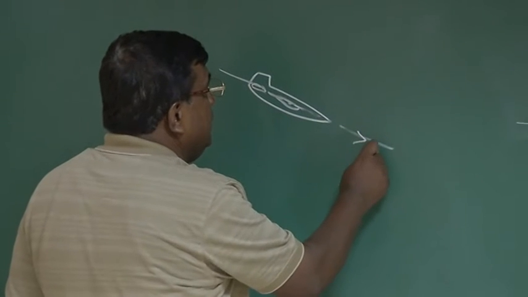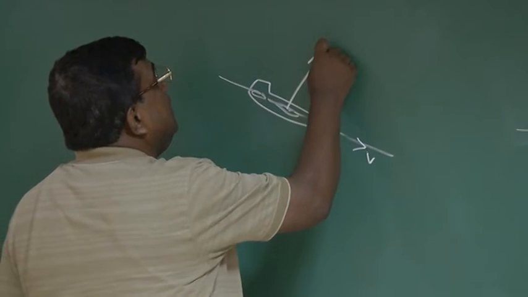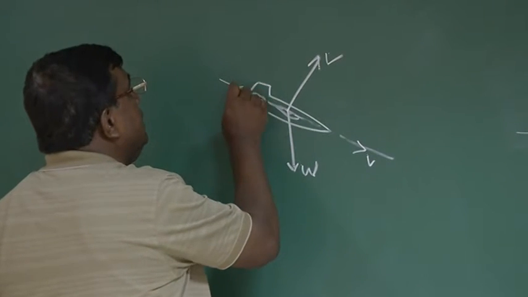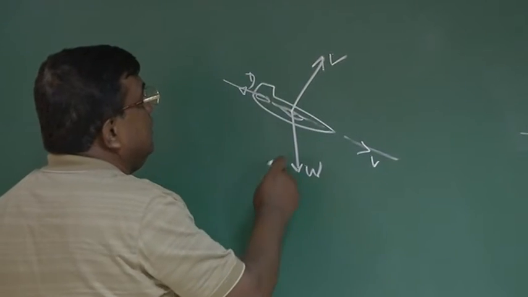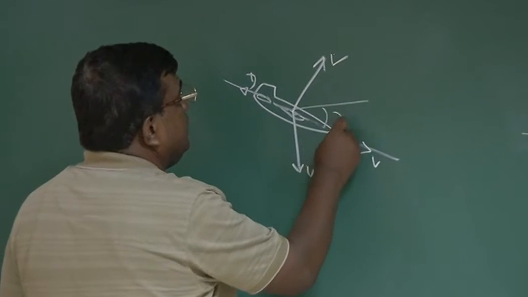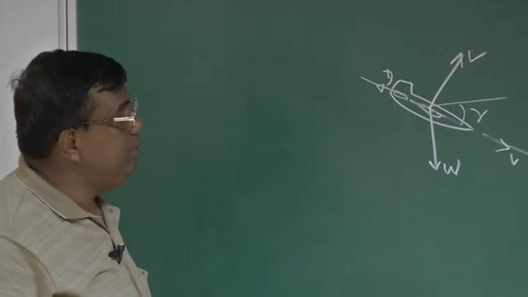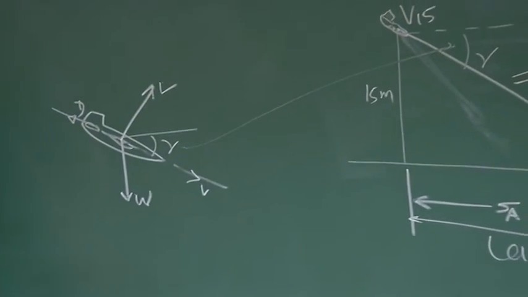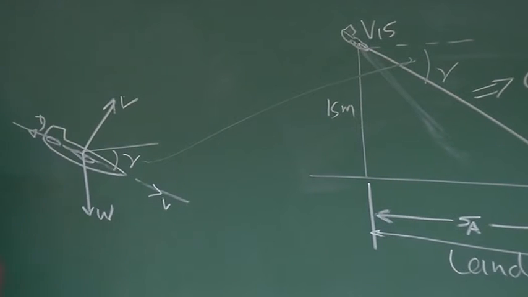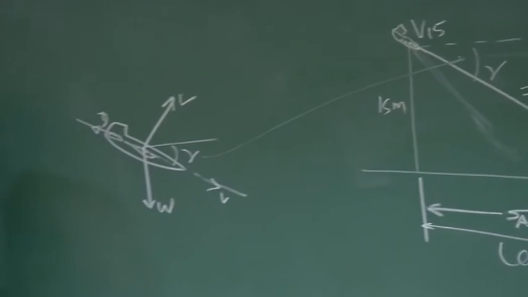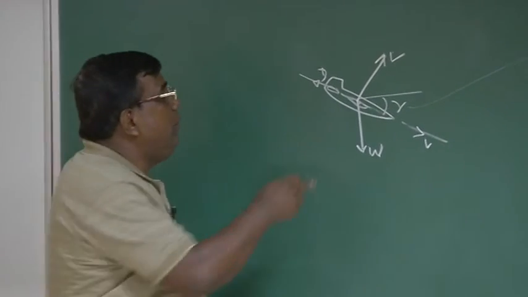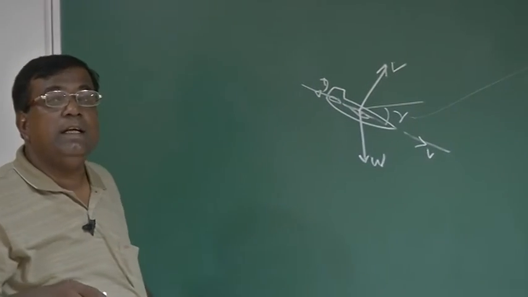And if this is V, lift is here, weight is here, and drag this side, we are now experts. And this angle is gamma, the flight path angle, which is negative. Try to draw the similarity. In this case, what we learned? I want to come along this line with a constant speed, because I am landing at a constant speed. So in both the axes, there should not be any net force.